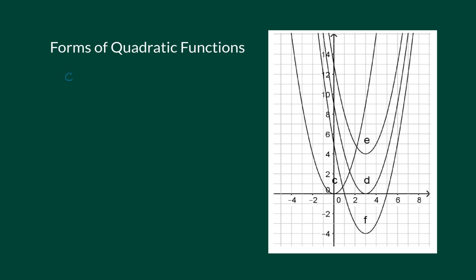By now, I'm hoping that most of you would know that the equation for C, being the simplest parabola of all, would be the simplest equation of all, y equals x squared. If you filled out a table of values for that, you would see that the points would be (1, 1), (-1, 1), (2, 4), (-2, 4), (3, 9), and it would fit exactly.